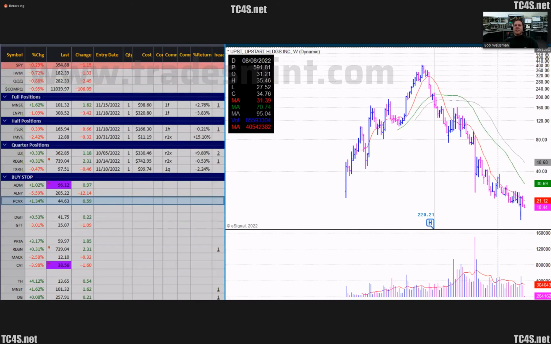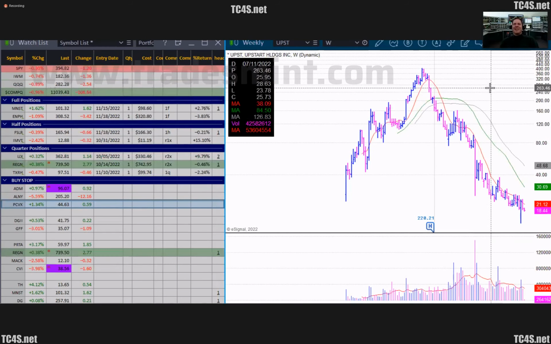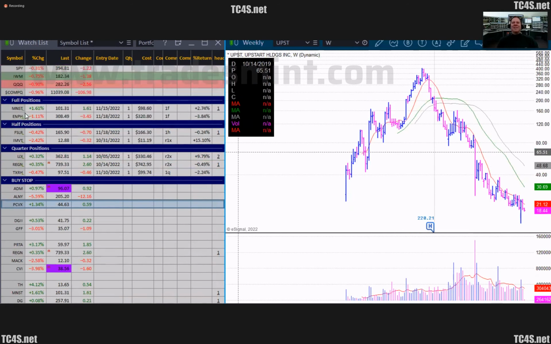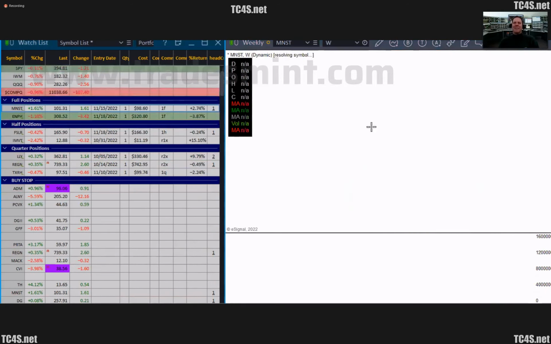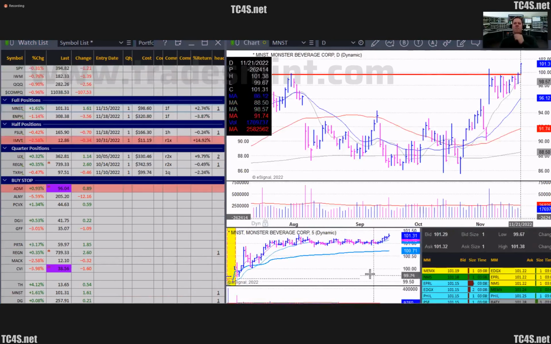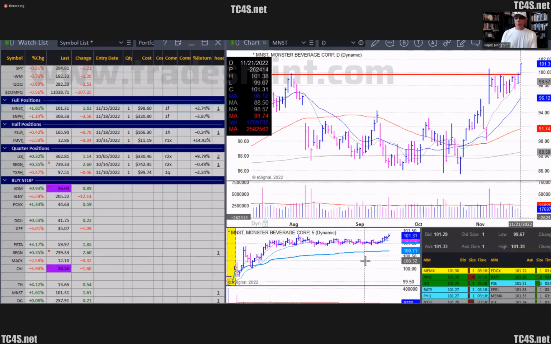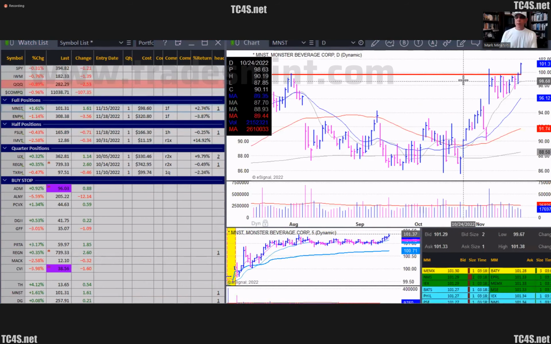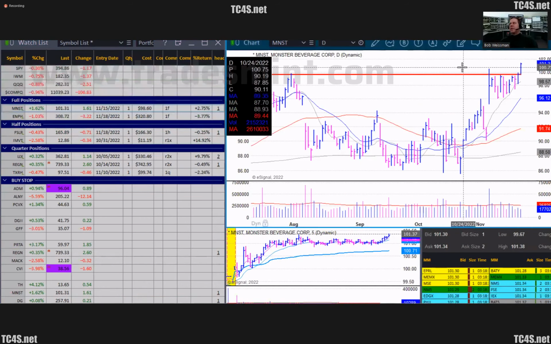Ironically, the monster is now moving just after we talked about it. So the supply must have gotten out of the way, and it's starting to come out of the space here. It'd be nice to get a good close on it. A good close would be positive here in a weak market.